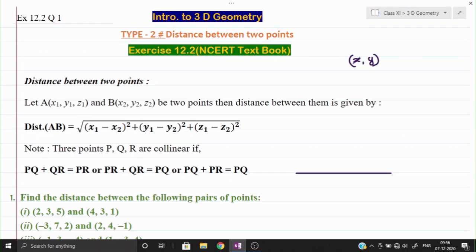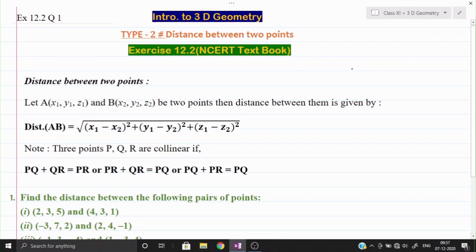But suppose I take one more coordinate, for example x, y and z. Then I can say that the first coordinate, x, represents the x-axis, y represents the y-axis, and z represents the z-axis. So three different coordinates represent the three different axes. Now suppose two such points are given to us, and we need to find out the distance between them. So how shall we find it out?